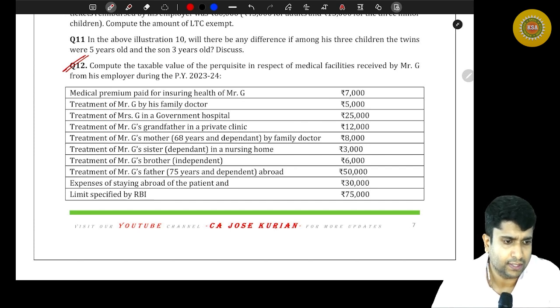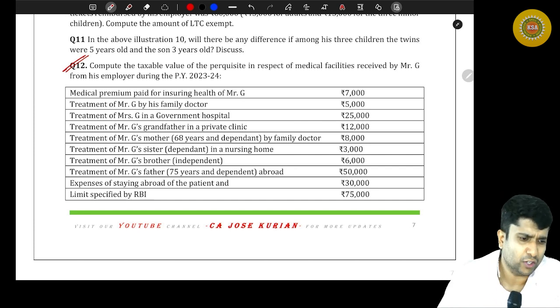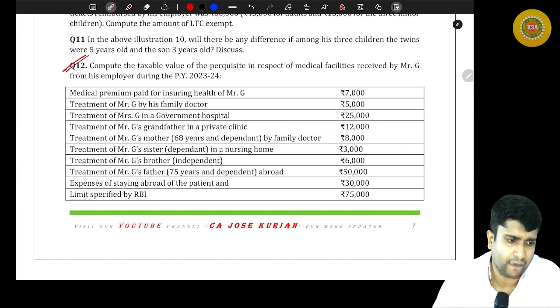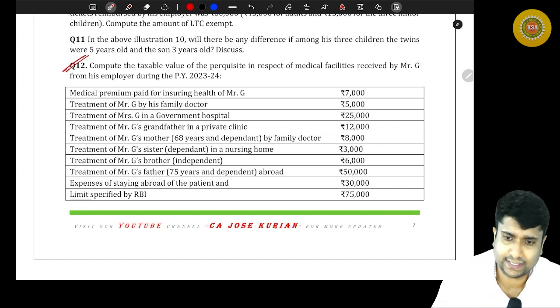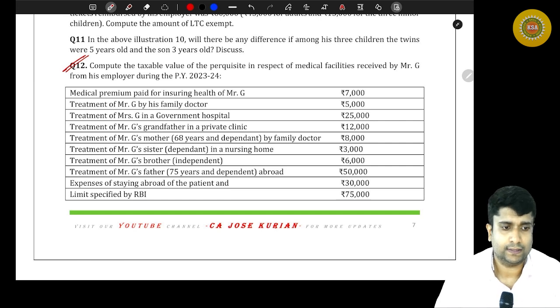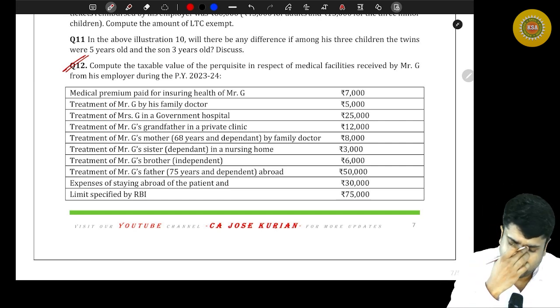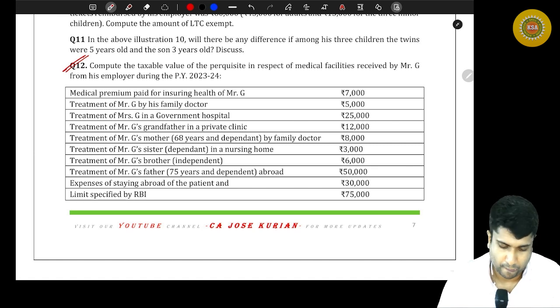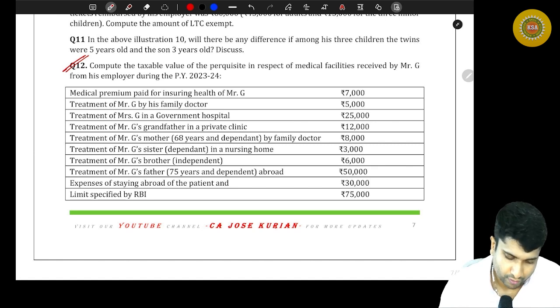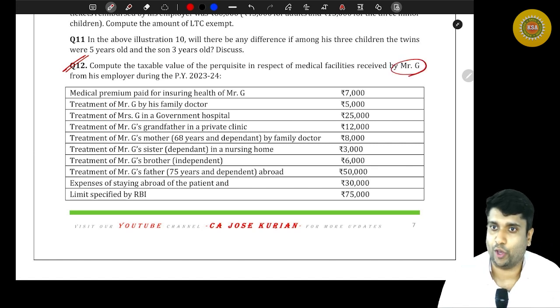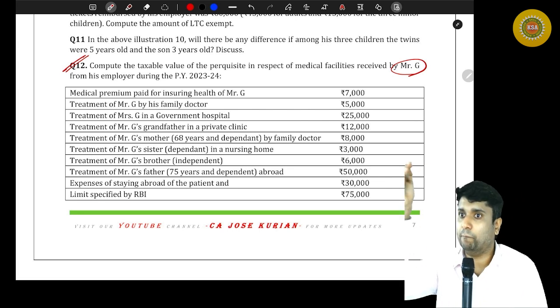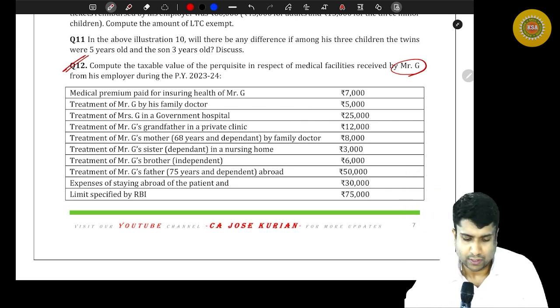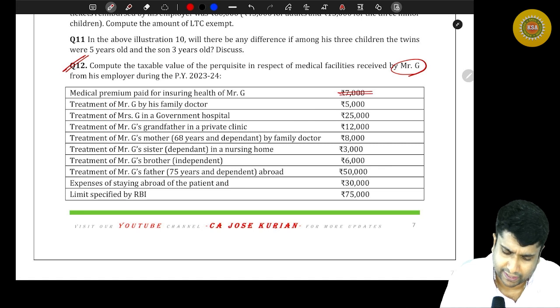Very good. Nursing home? No, no, no. Nursing home means just like a private hospital, okay? So listen. What is the first one? Medical premium paid for insuring the health of Mr. G. Who's Mr. G? He is the employee, because from his employer, that's what the question says, okay? So that is exempted. Nothing shall be taxable.